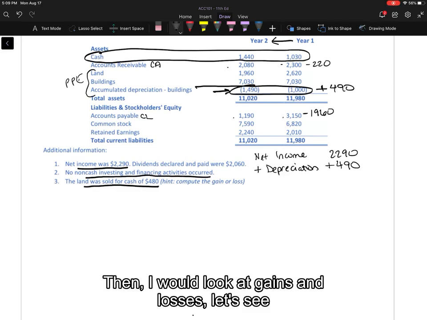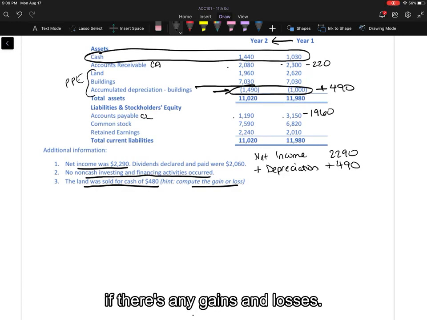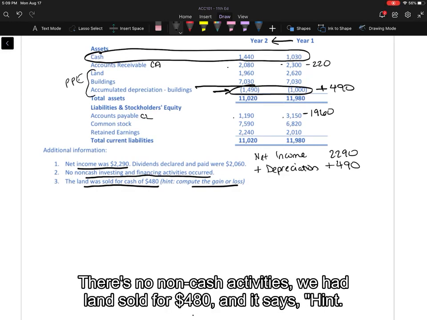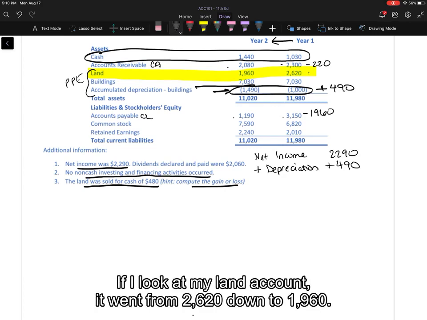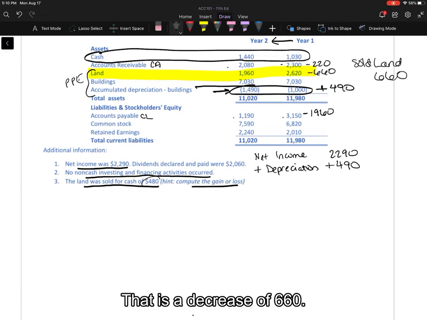Okay, then I would look at gains and losses. So let's see if there's any gains and losses. There's no non-cash activities. We had land sold for $480, and it says, hint, compute the gain or loss. So we know we have a gain or loss. So if I look at my land account, it went from $2,620 down to $1,960. So that is a decrease of $660.